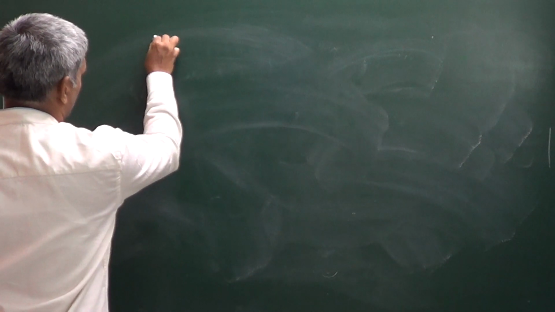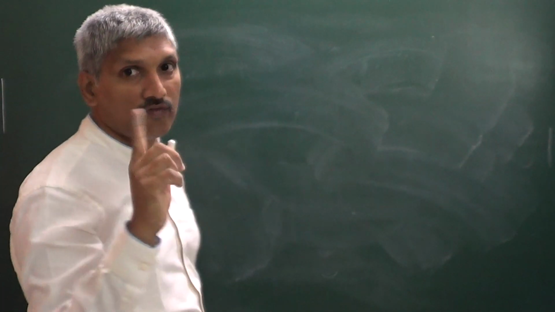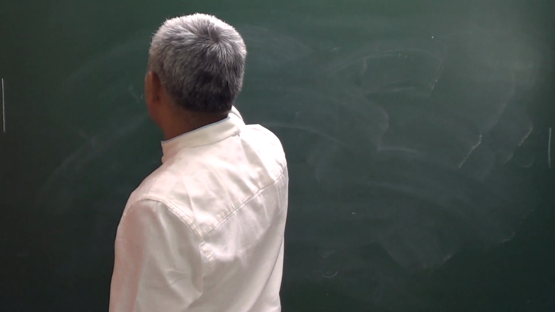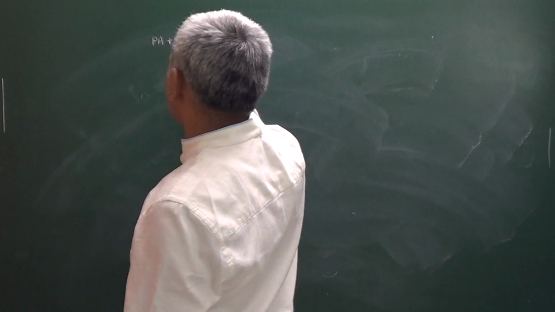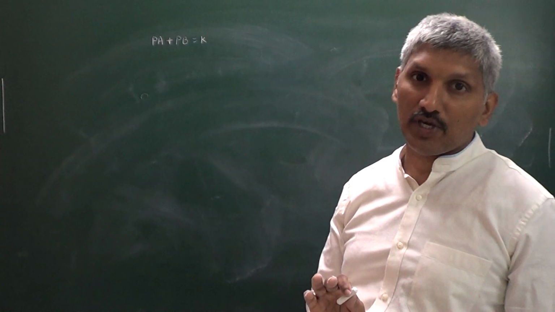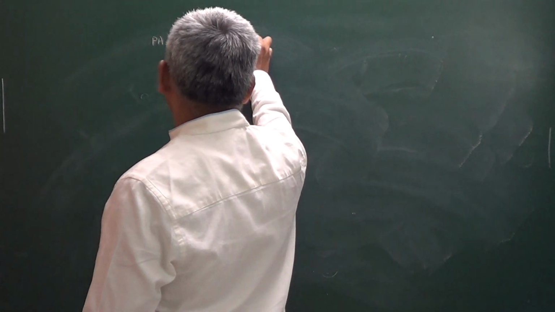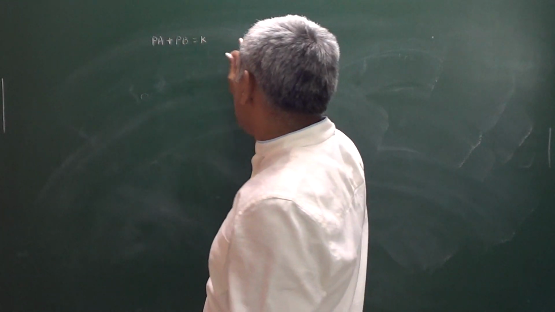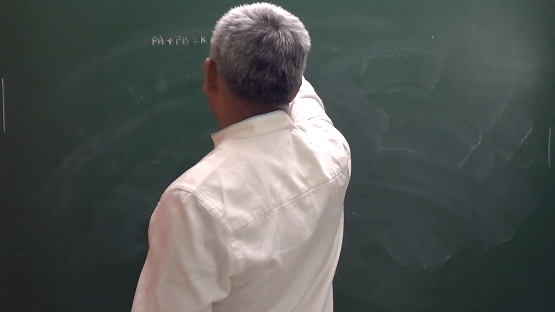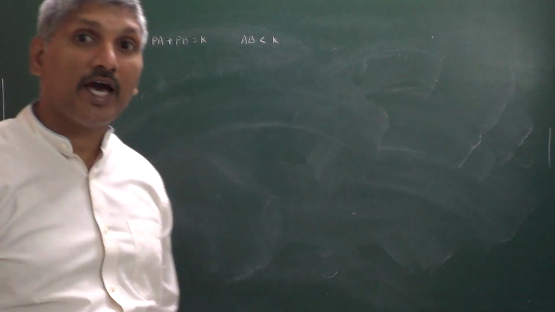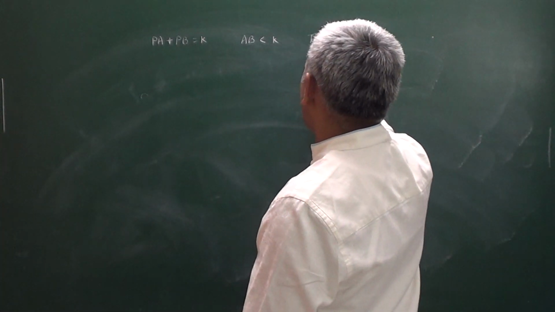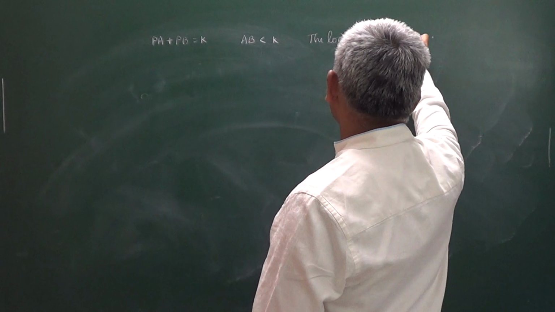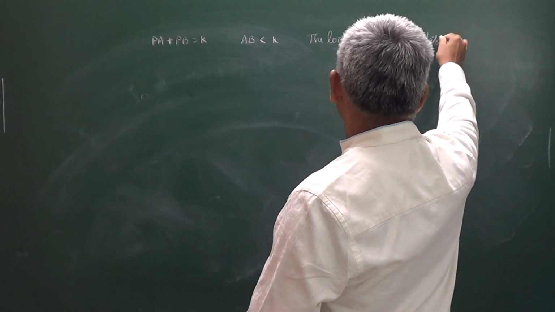So this is another piece of information. This one also will become easier after the discussion of conic sections. Just note down these points. PA plus PB is equal to K, and AB, because the point A they will give and the point B also they will give, AB is less than K. Then the locus of P is an ellipse.